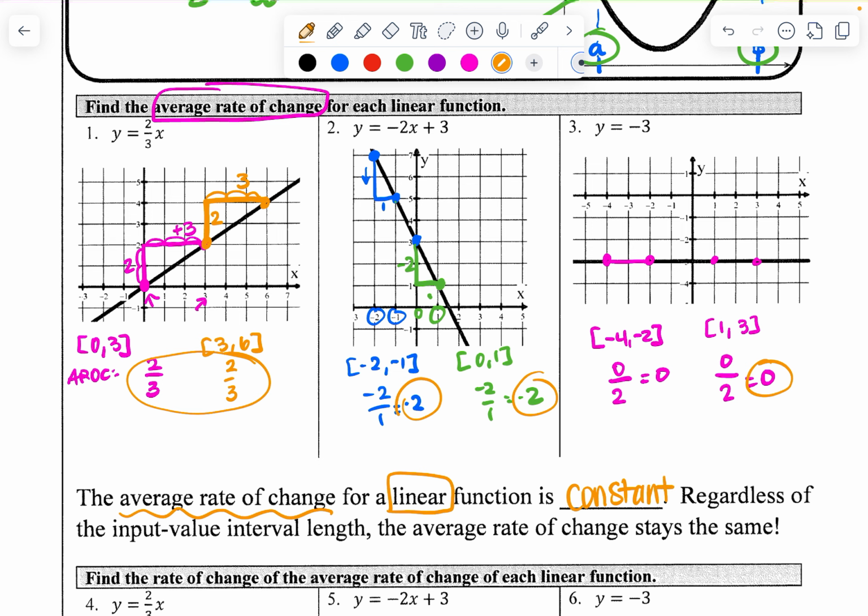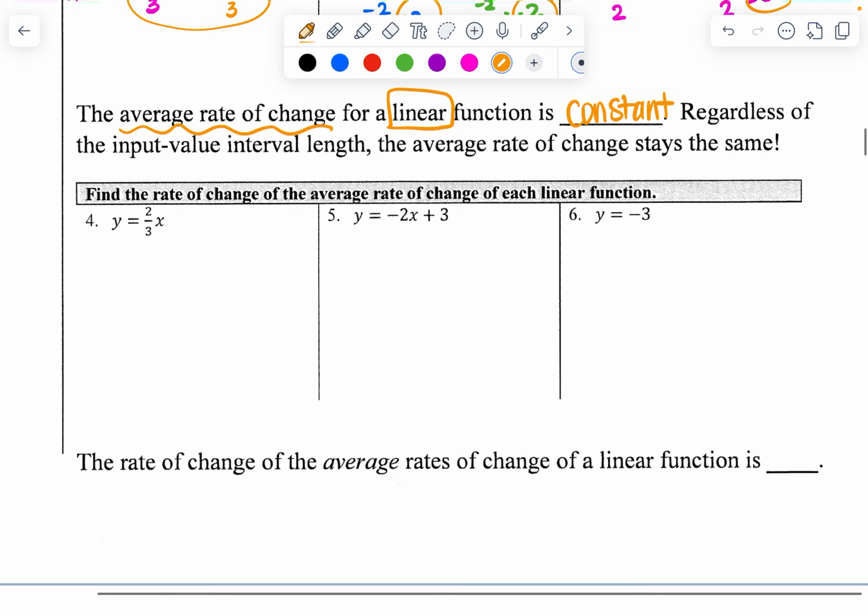Okay, so as we look for a rate of change of any linear function, the rate of change for that linear function is always going to be constant. It's meaning that as the linear function is changing, the rate of change is not changing.